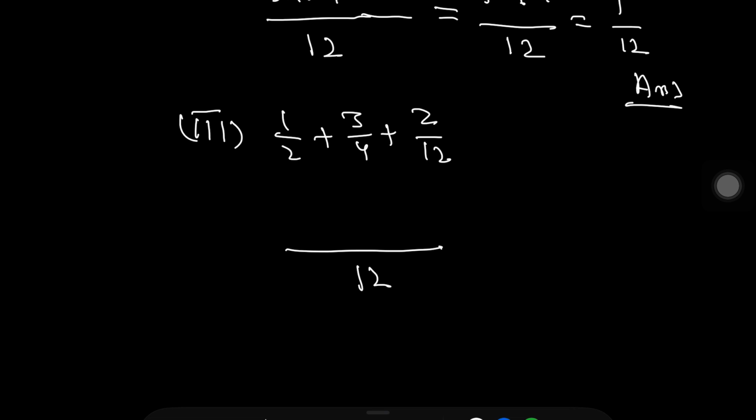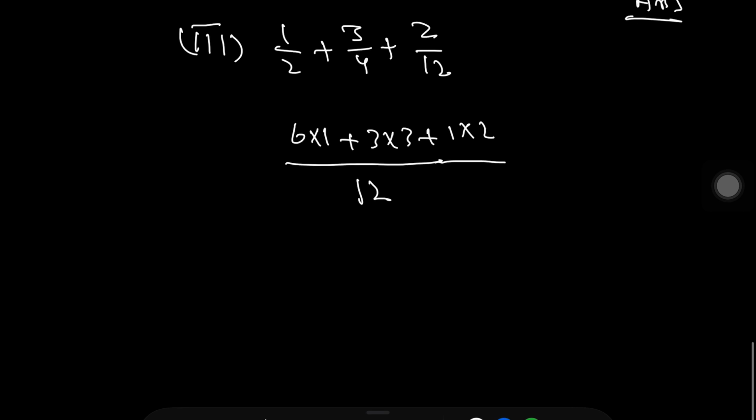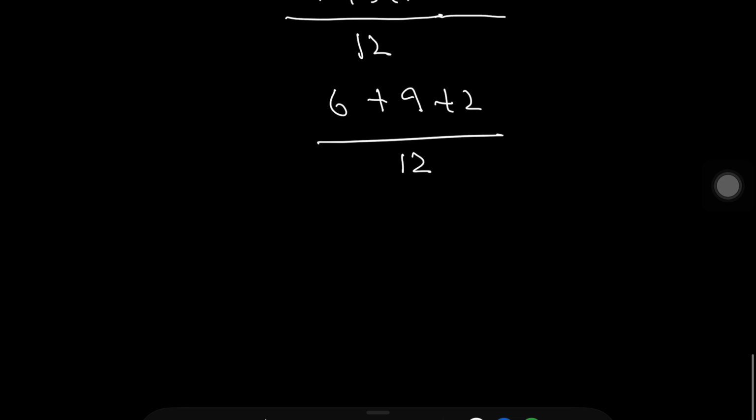So here the 2 table on 12 goes 6 times, 6 multiply 1, plus the 4 table on 12 goes 3 times, 3 multiply 3, plus the 12 table on 12 goes 1 time, 1 multiply 2. Here we write 6 multiply 1 is 6, plus 3 multiply 3 is 9, plus 2, divided by 12. So 9 plus 6 is 15, 15 plus 2 is 17. 17 upon 12 is the final answer of this question.